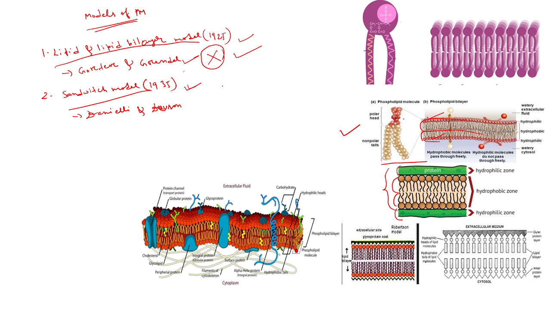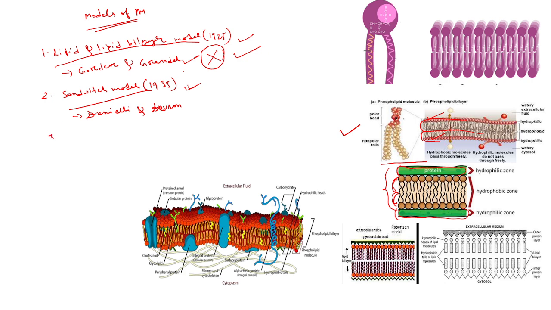That means the lipids are sandwiched by the two protein layers. Inside, the lipid is present, and this lipid layer is sandwiched by protein. Here is the outer protein, and here is also the outer protein. That means two proteins sandwich the lipid structure. So this is the second model.